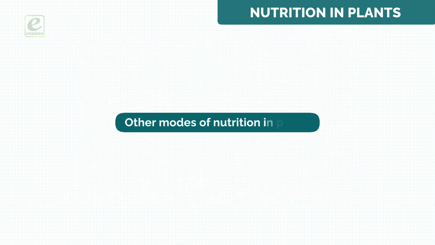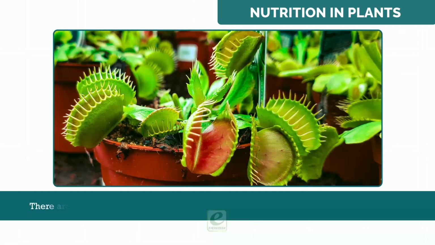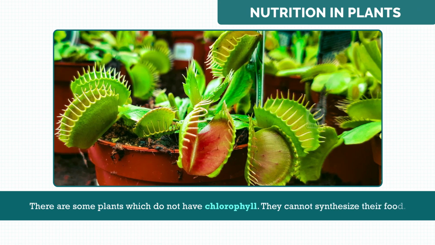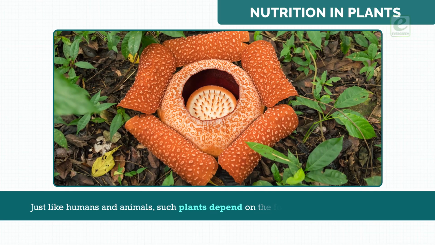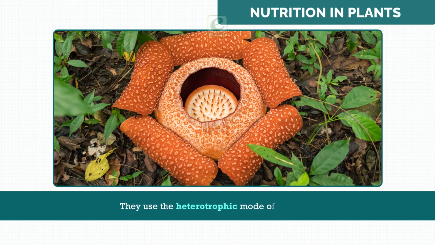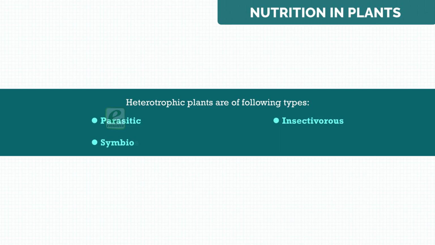Other modes of nutrition in plants. Heterotrophic mode of nutrition. There are some plants which do not have chlorophyll. They cannot synthesize their food. Just like humans and animals, such plants depend on food produced by other plants. They use the heterotrophic mode of nutrition. Heterotrophic plants are of following types: parasitic, insectivorous, symbiosis or symbiotic, saprotrophs.